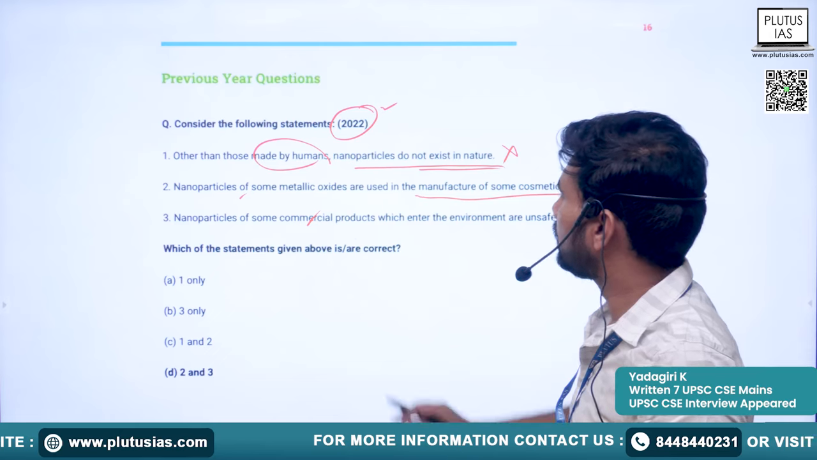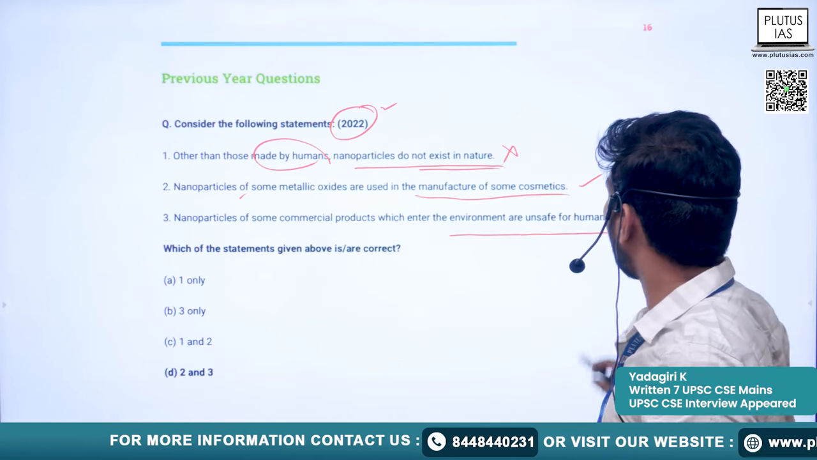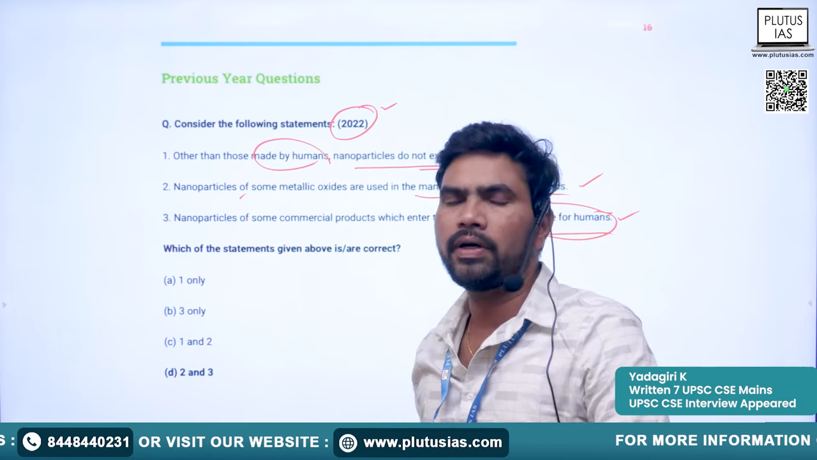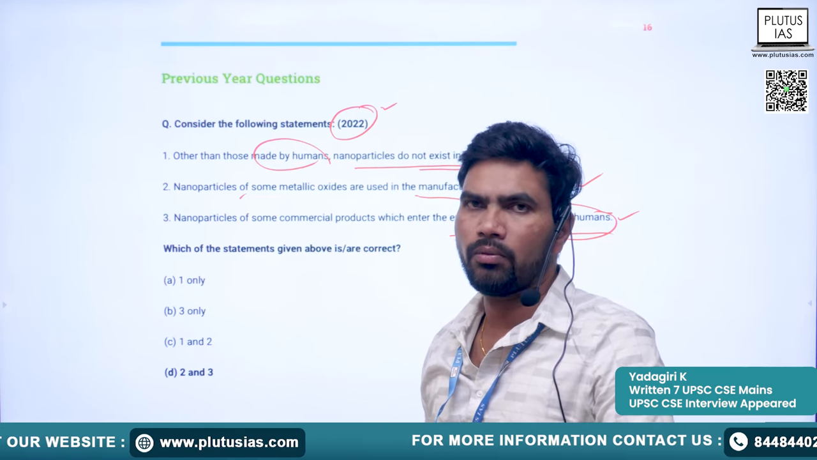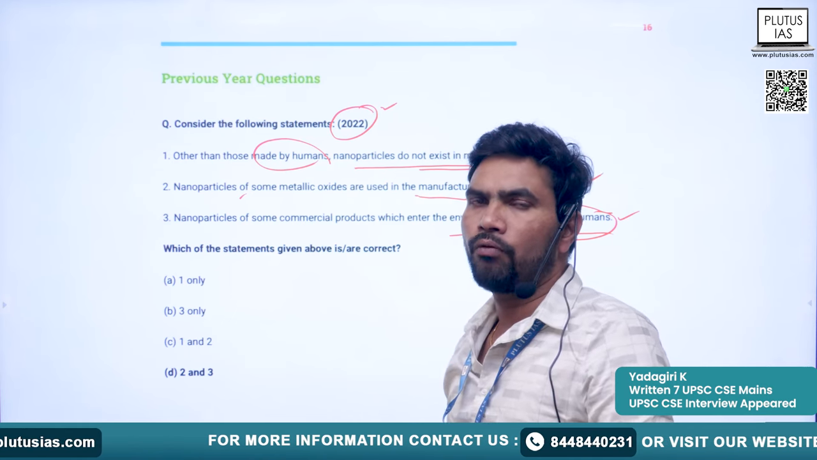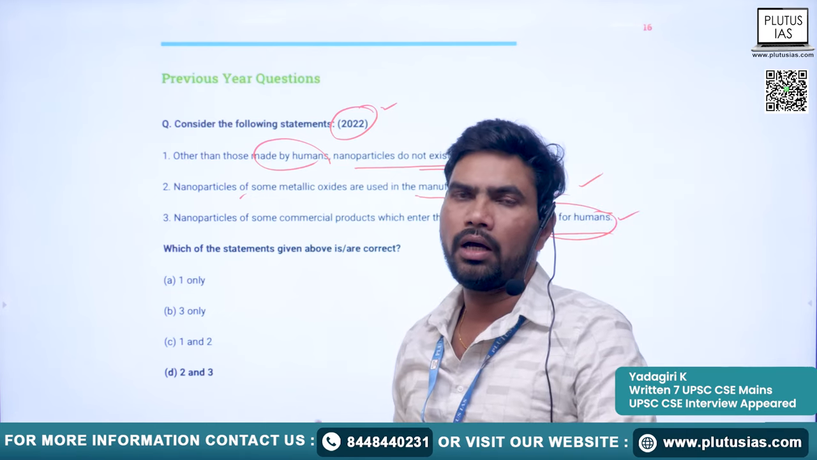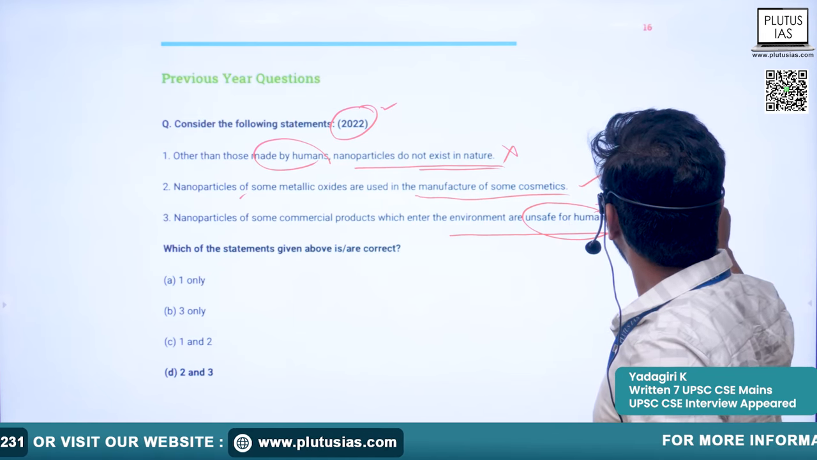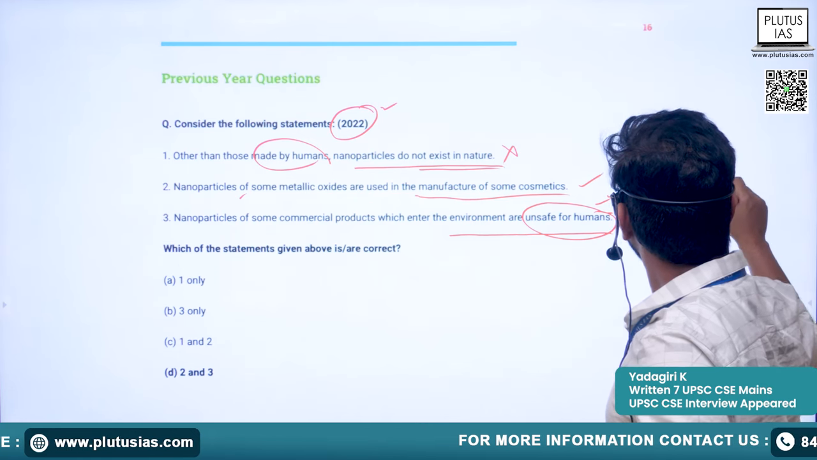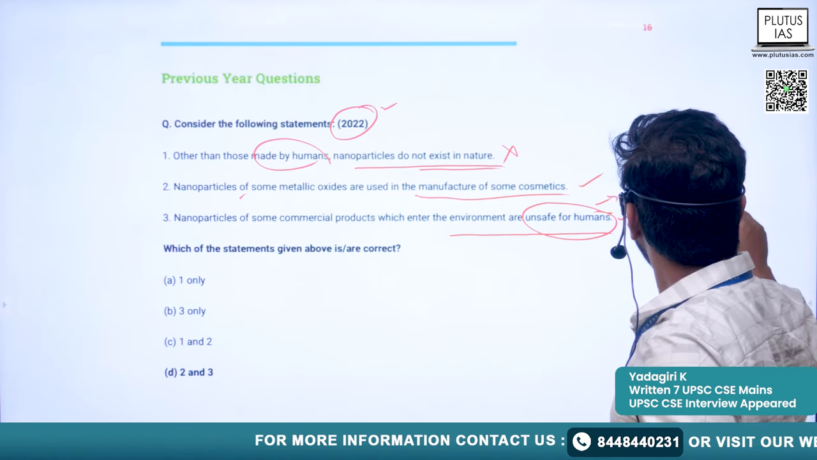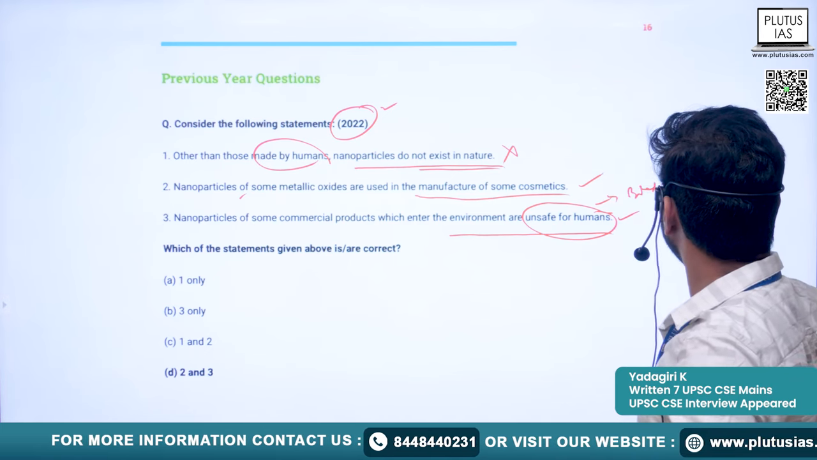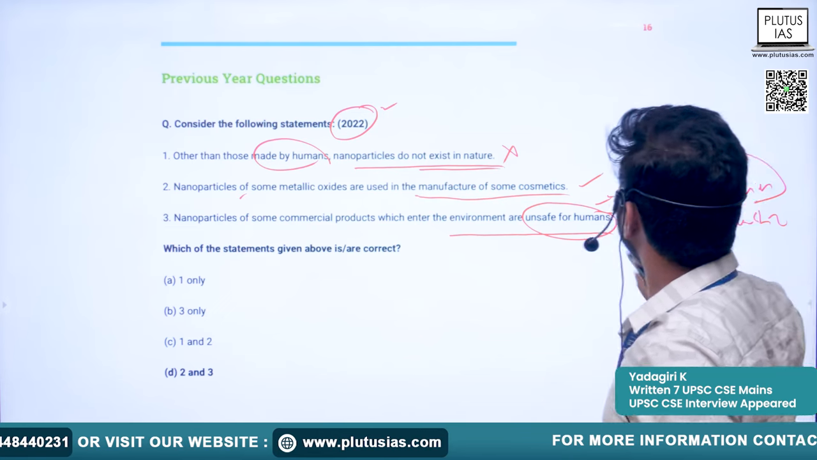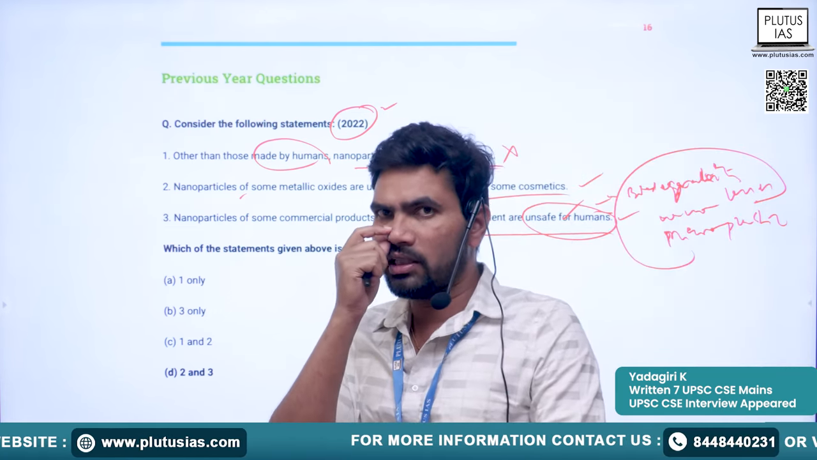Third statement, nanoparticles of some commercial products which enter the environment are unsafe for humans. Yes, when the nanoparticles enter the environment and some systems like water bodies, they become harmful to human beings and for that matter the environment. So the rate of biodegradability of nanoparticles, or we also call them microplastics. Microplastics are nanoparticles. So this is less, right? Because of this reason, they become unsafe and harmful to human beings and for that matter, the environment.